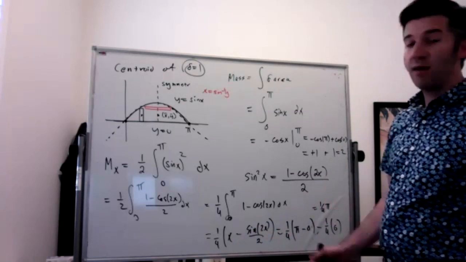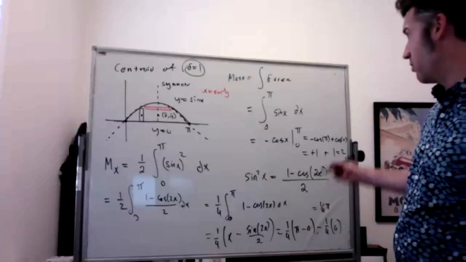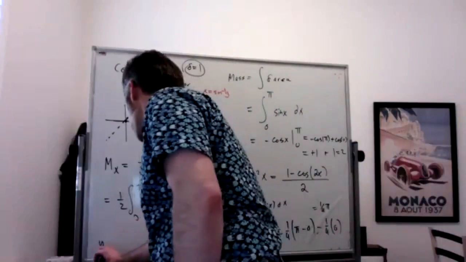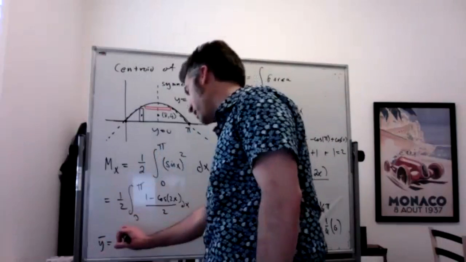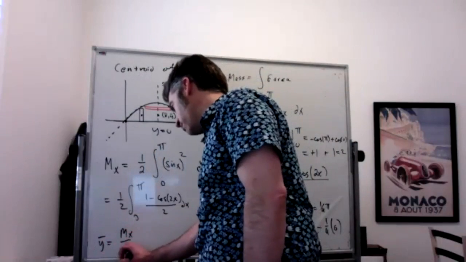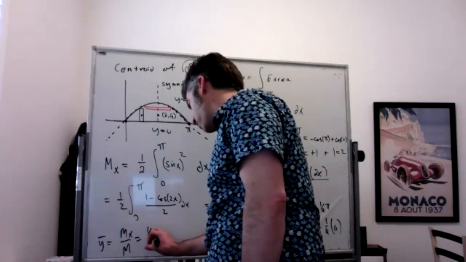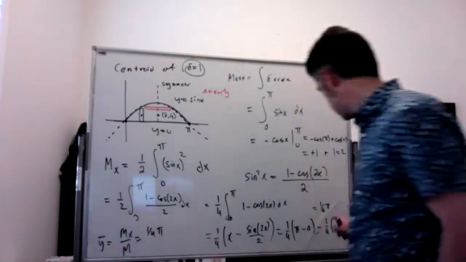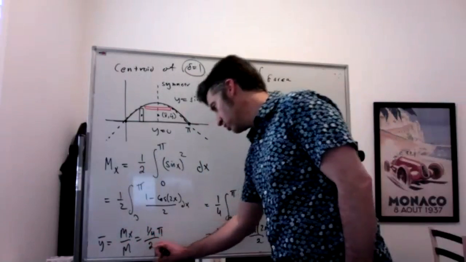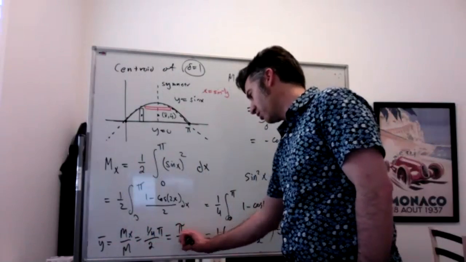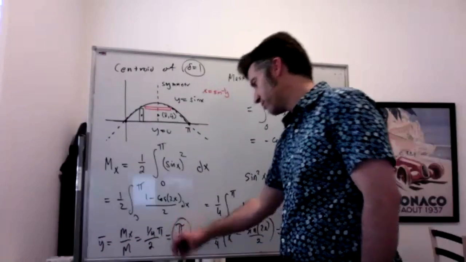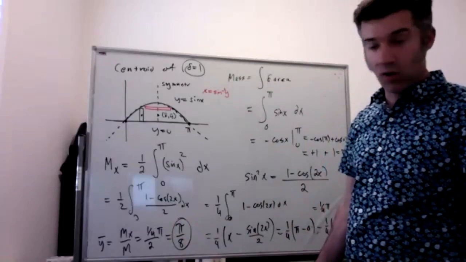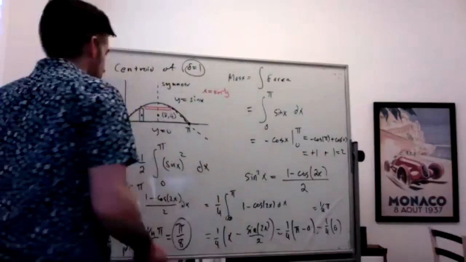So then my centroid y coordinate, y bar, is going to be Mx divided by the mass, which is 1/4 pi divided by 2, which is pi over 8. A little bit bigger than a third. Seems reasonable.